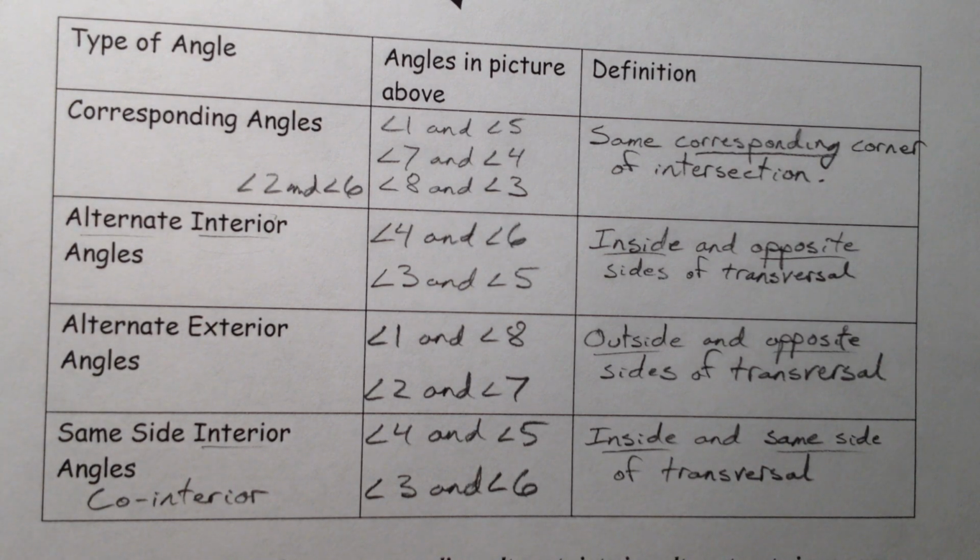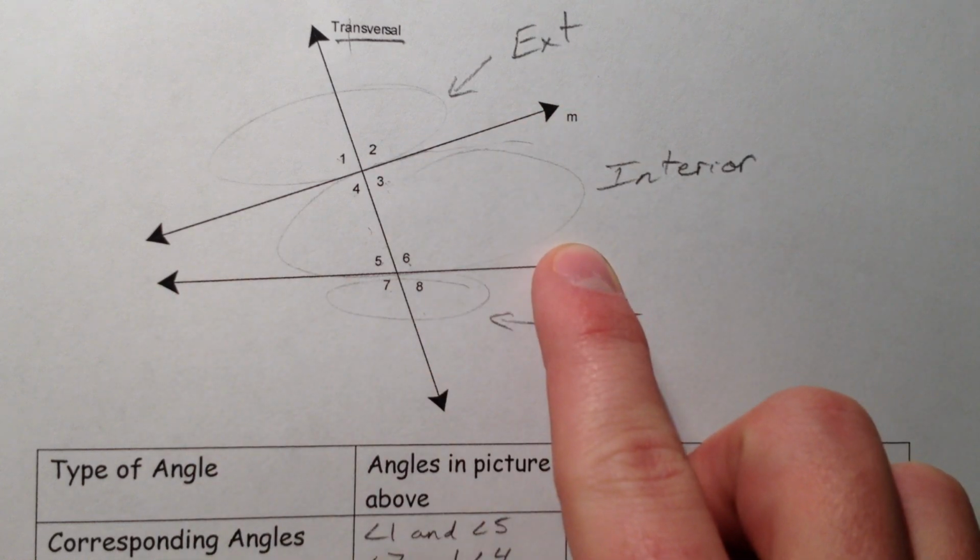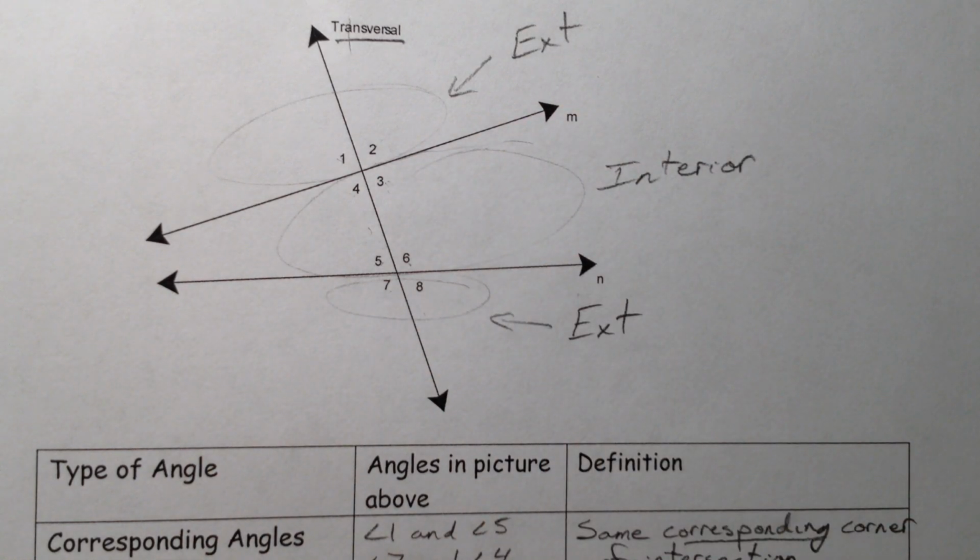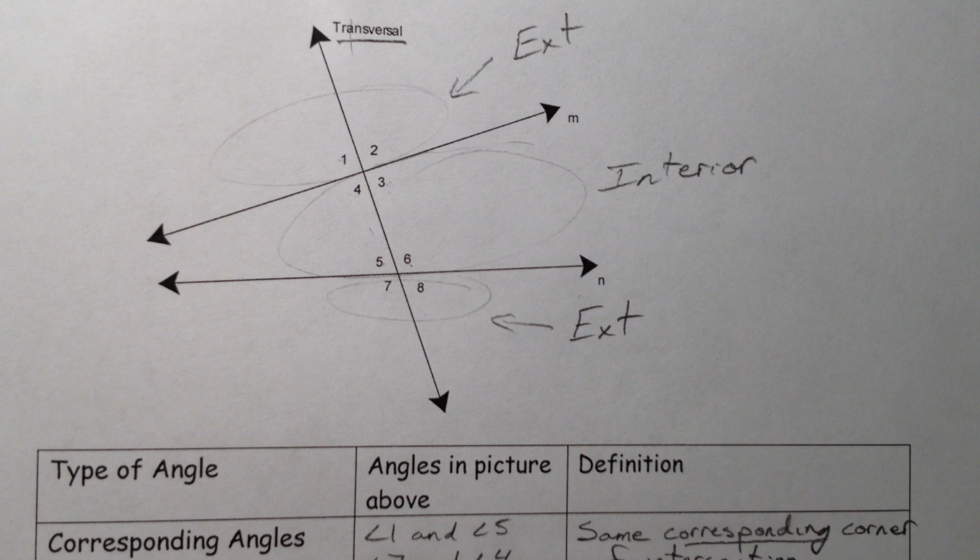Now, next time we'll talk about, well, what happens if these lines are parallel. Some special stuff, so a lot of congruent angles, and so that's what we're talking about next.